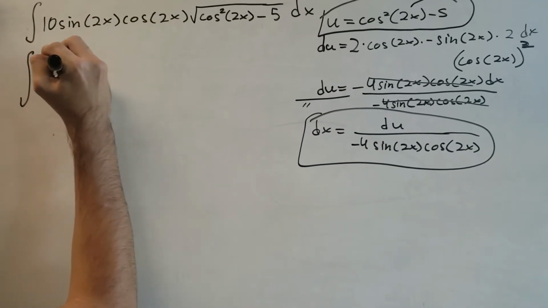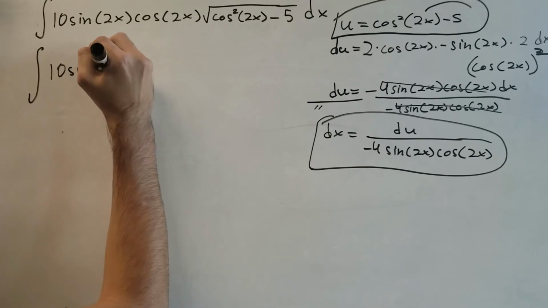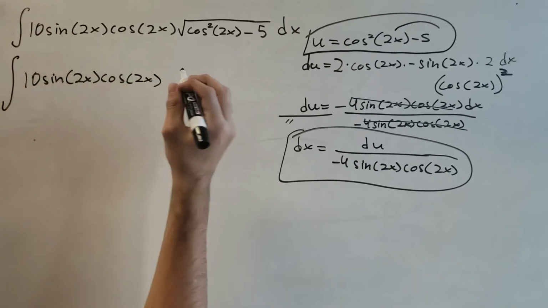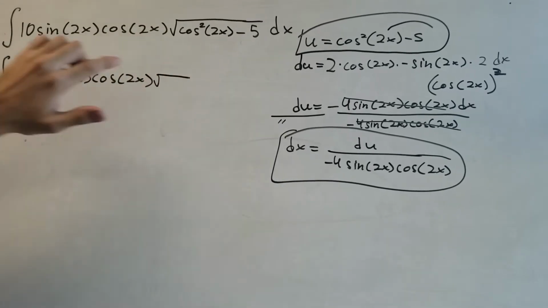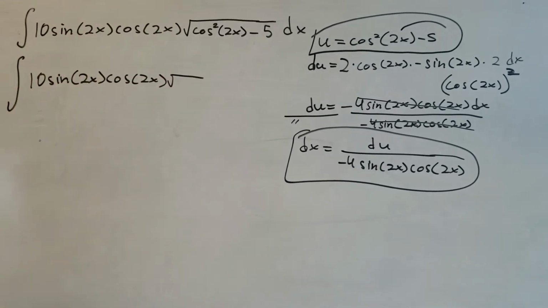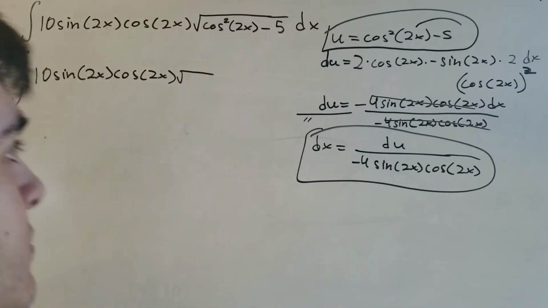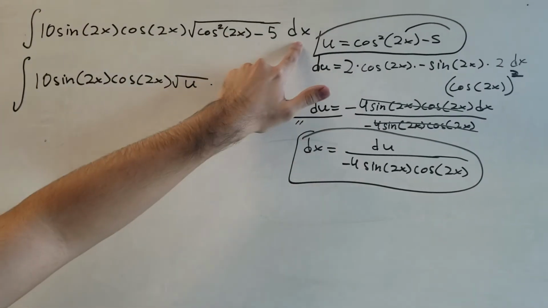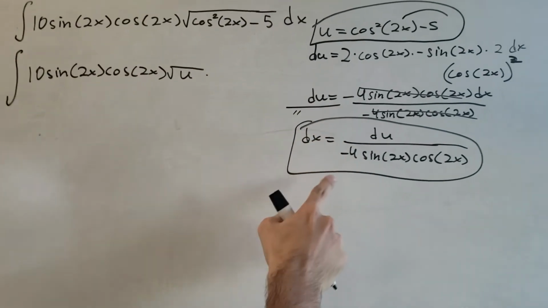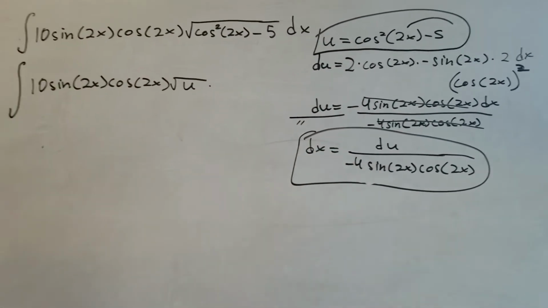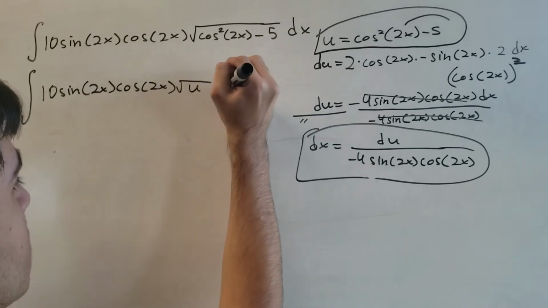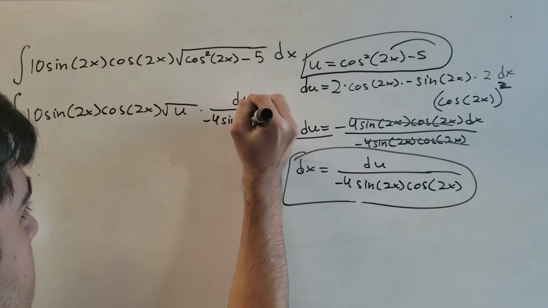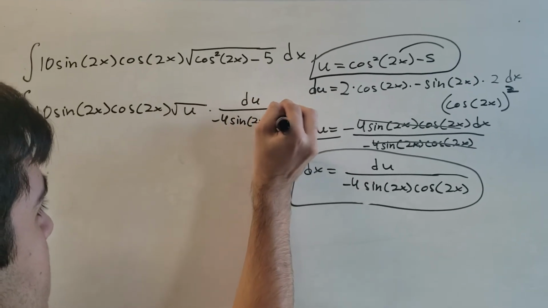So it's going to be 10 times the sine of 2x times the cosine of 2x times the square root of, instead of writing cosine squared of 2x minus 5, we're going to write that as u, because that's what u equals. So it's going to be u, and instead of writing dx, we're going to write du over negative 4 sine of 2x cosine of 2x. So it's going to be du over negative 4 sine of 2x times the cosine of 2x.